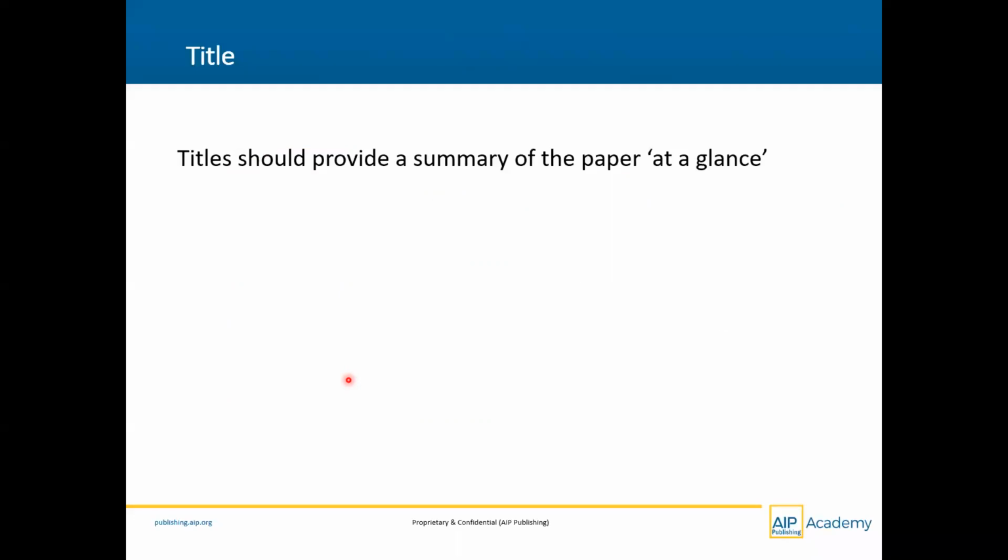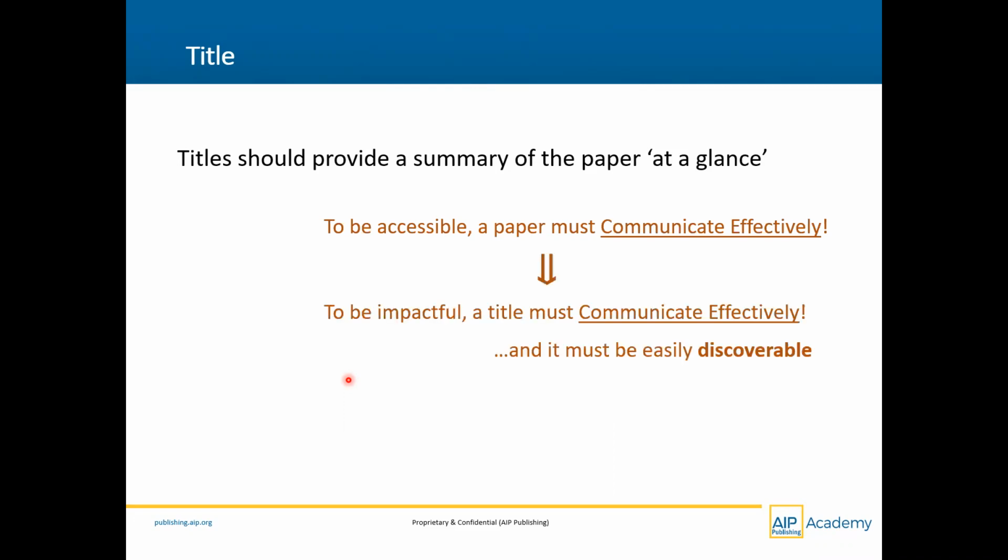Another important way to provide a summary of your paper and attract the interest of both specialists and non-specialists is to provide detail of your paper. To be accessible, your paper must communicate effectively, and more importantly, to be impactful, a title must communicate effectively. And this is a way that you can also make your paper more easily discoverable.